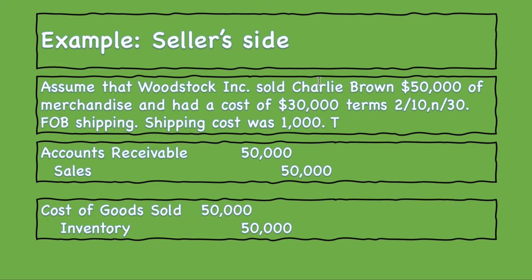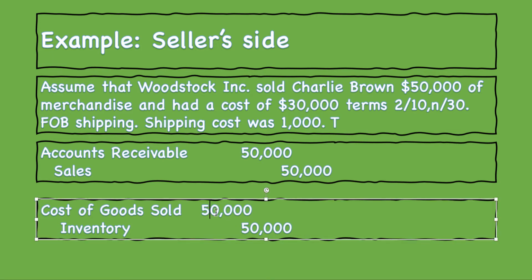Whenever we book a sale, we always have to book two journal entries, okay? This is very important, and I definitely put this in your notes. When a seller books a sale, we have two journal entries. The first journal entry is to recognize the sales revenue. The second journal entry is to recognize the cost. And I just realized that there was an error here. The cost is $30,000, not $50,000.